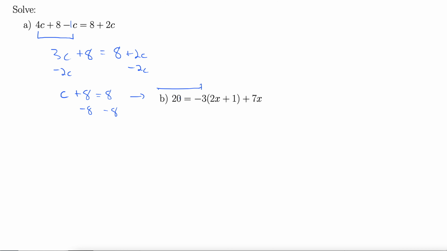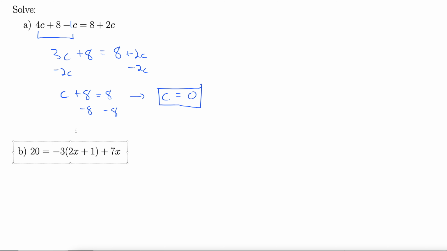And again, you can always check to see if you did that right by plugging in. So if we plug in 0 up here for c, we'd get 4 times 0 plus 8 minus 0. Does that equal 8 plus 2 times 0? Well, anything multiplied by 0 is 0, so those drop away, and that gives us 8 equals 8, which is indeed true. So this does check out.